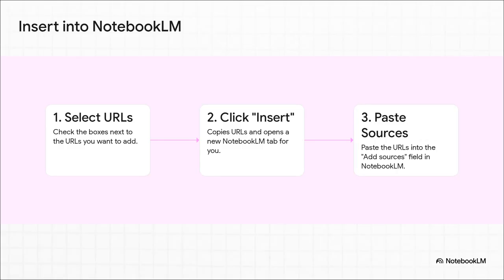It takes a mountain of information and just hands you a curated list of the best stuff, saving you hours of work. And getting these 50 articles into your notebook is just beautifully simple. You select the ones you want, you hit the Insert button, and the extension just handles the rest. It even opens a new NotebookLM tab for you. All that's left to do is a single paste. I mean it, the days of tediously copying and pasting links one by one are officially over.